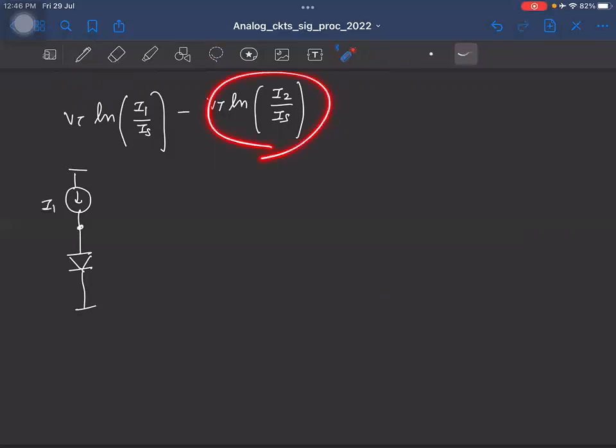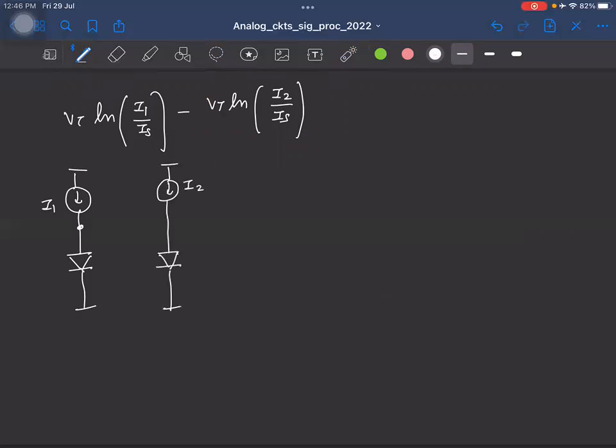Now to generate the second voltage, I'll pass another current I2 through one identical diode. That's important. So now if I take the difference between these two voltages, we will get the required one. Let me simplify this. What is this finally? VT ln. If I simplify it, what is the final expression? It's simply I1 by I2. This I'll call VPTAT to signify it is the PTAT voltage.